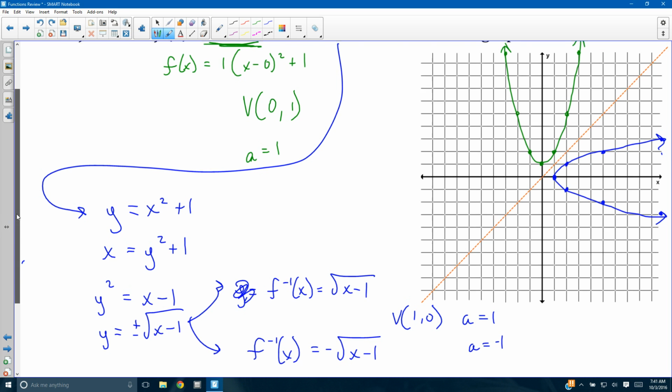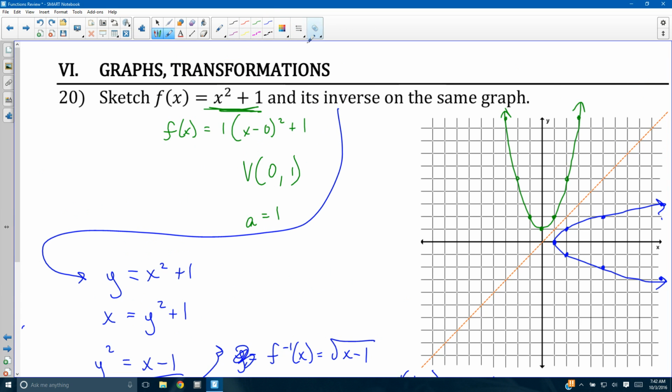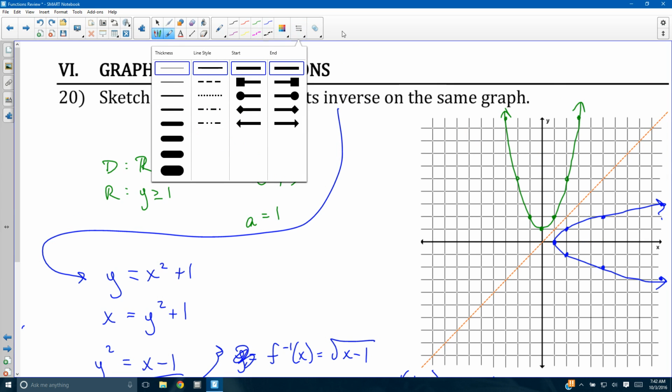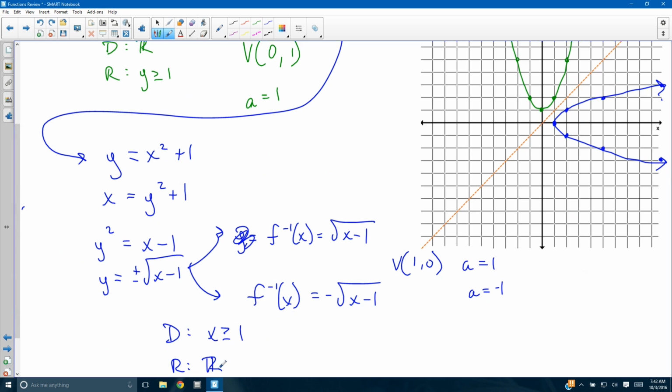Another thing I can mention and keep in mind, and see if it actually worked out: the domain for my original function was all real numbers. The range was y is greater than or equal to positive 1. For my inverse right here, my domain is x is greater than or equal to 1, and my range is all real numbers. And that should be happening. My domain should become my range, and my range should become my domain, except for swapping x and y. But in interval notation, it should look the exact same.